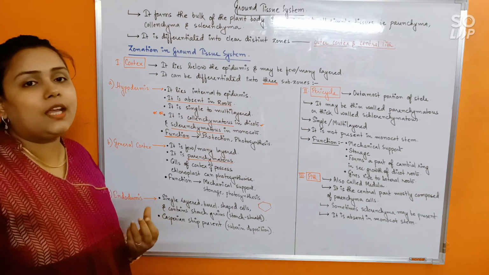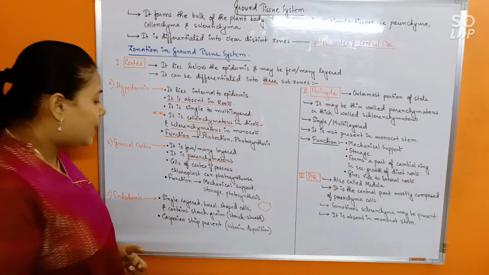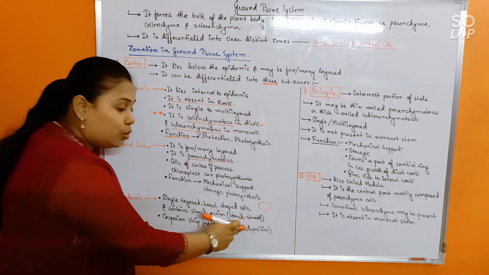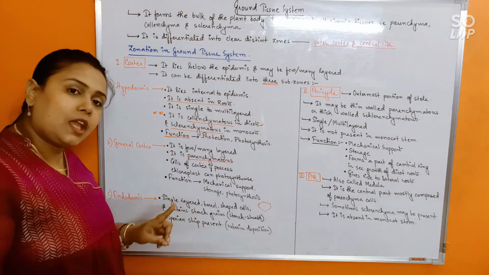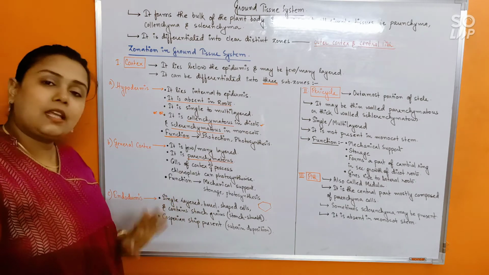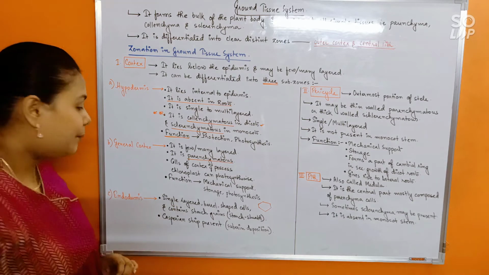Endodermal cells mostly contain starch grains. Hence, endodermis is also known as starch sheath. Do remember, all the 3 points are important. Single layered, okay. Next, it is barrel shaped, and third being starch sheath, okay.